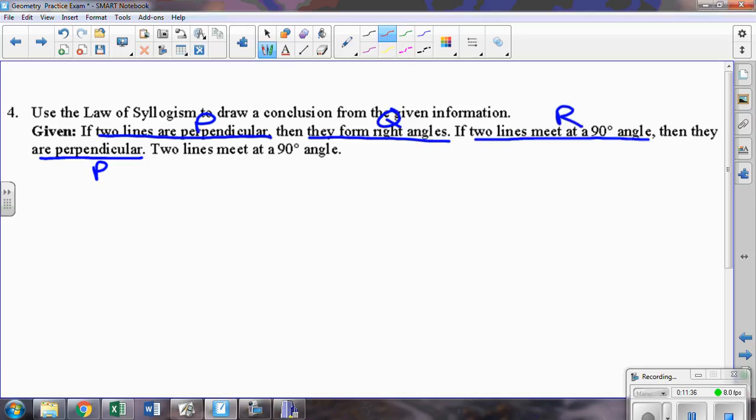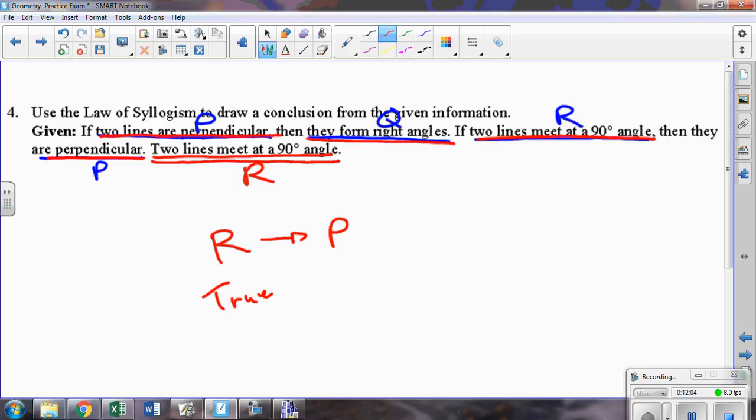We should also note we have another piece of given. Two lines meet at a 90-degree angle. That's our R. So we are told R is true. We are told that R implies P is true. We are told P implies Q is true. So when we build our chain of logic, we know that these pieces, true will imply true, will imply true.